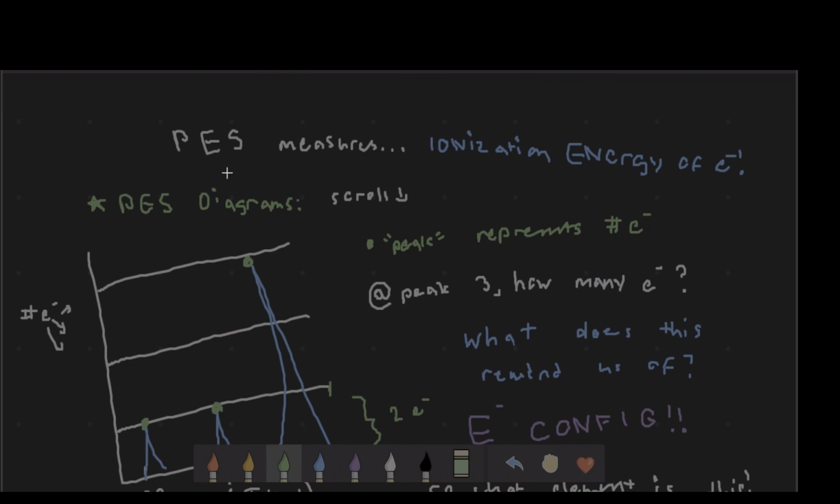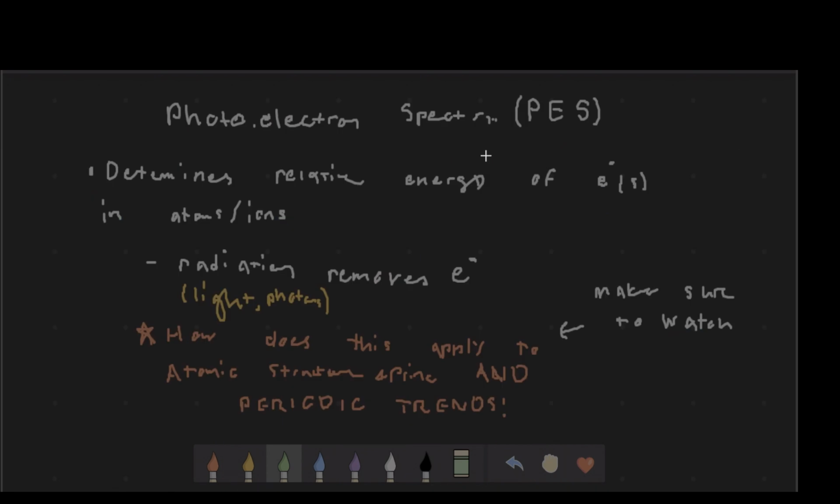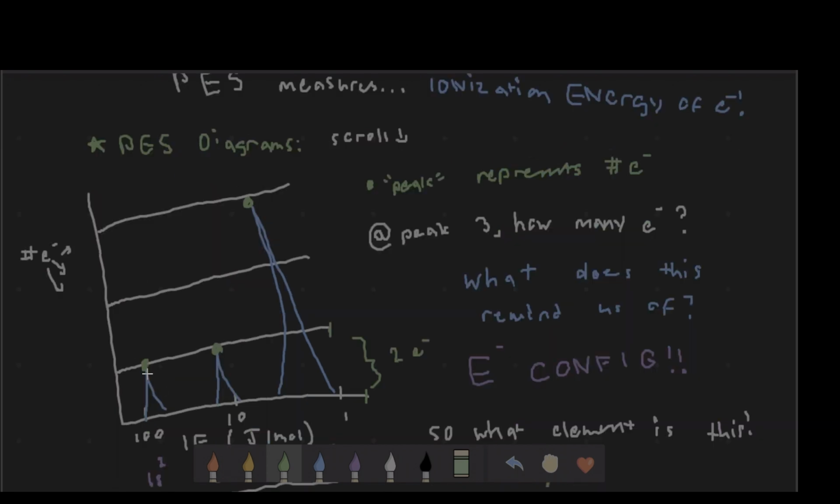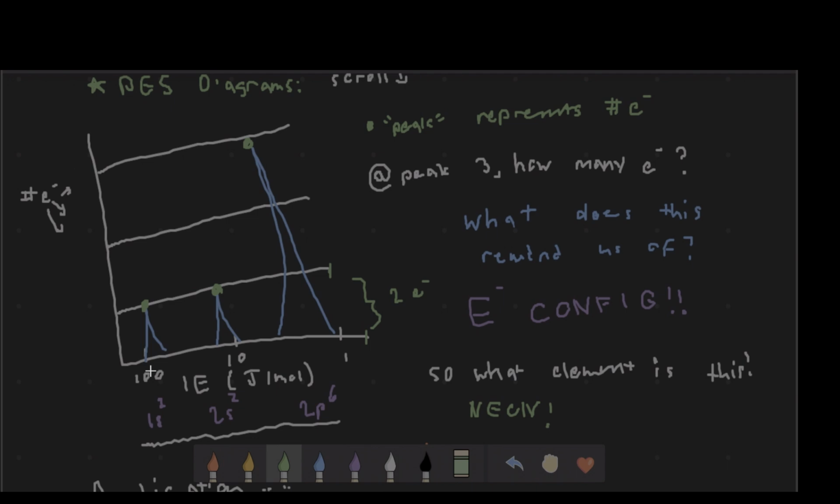PES measures the ionization energy of an electron, which is similar to what I said here, the relative energy of an electron. So a PES diagram would look like this, where the horizontal axis represents the relative energy or ionization energy of an electron, and it's decreasing, which I'll explain in a minute. And this vertical axis represents amount of electrons. So, as I said, peaks represent a relative amount of electrons.